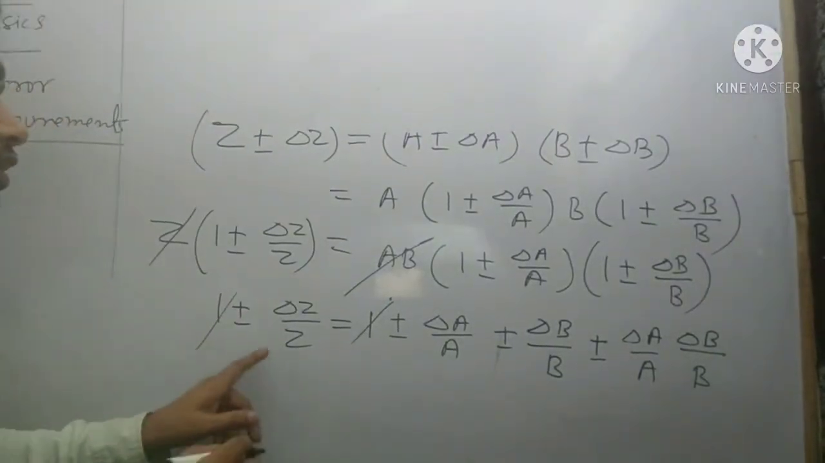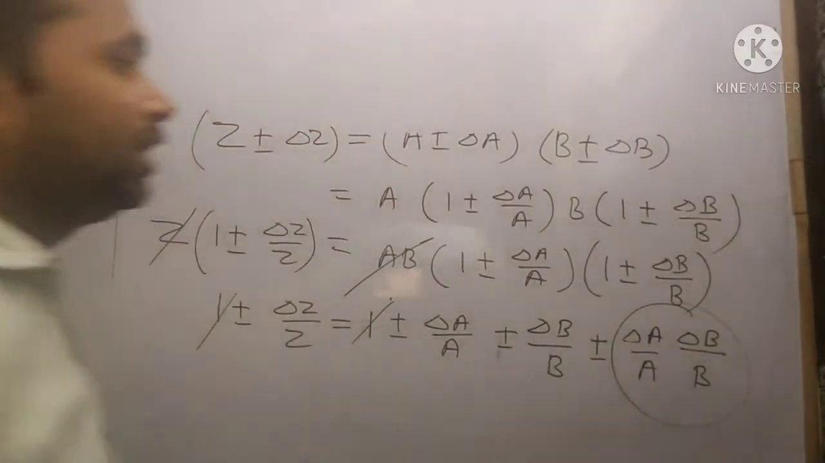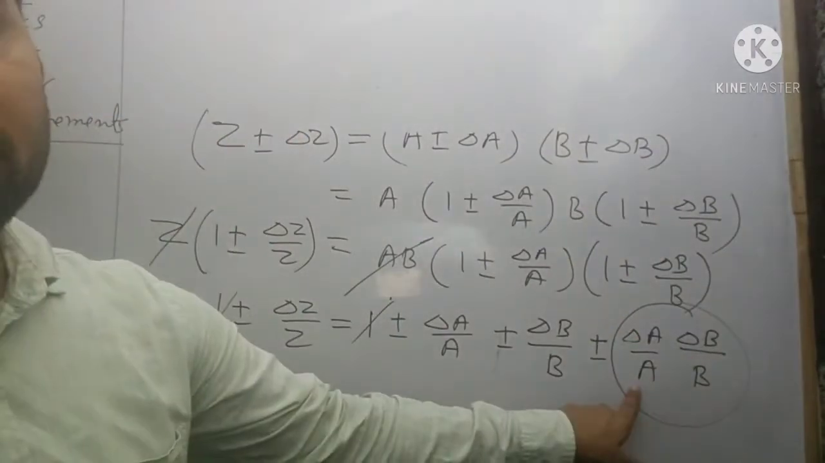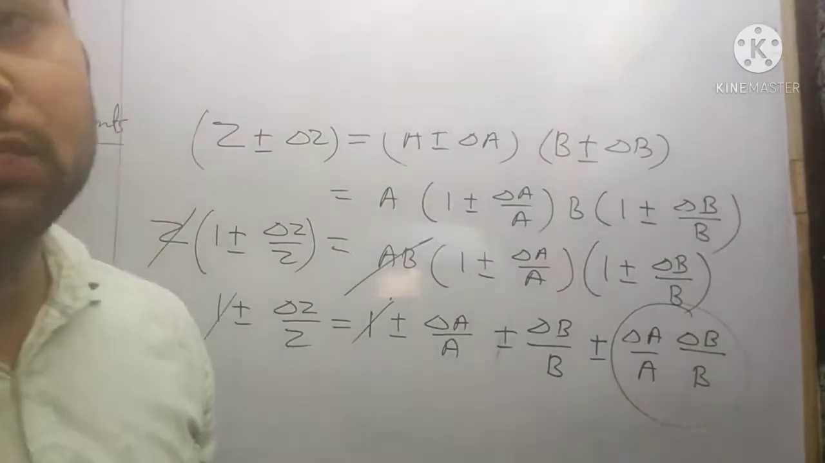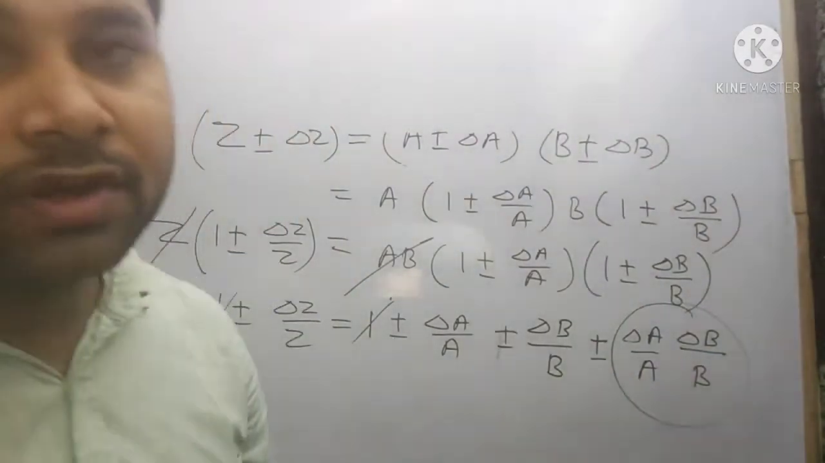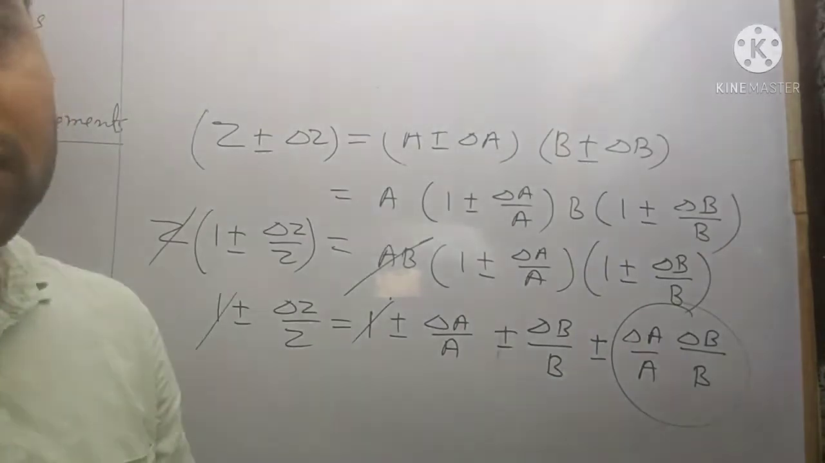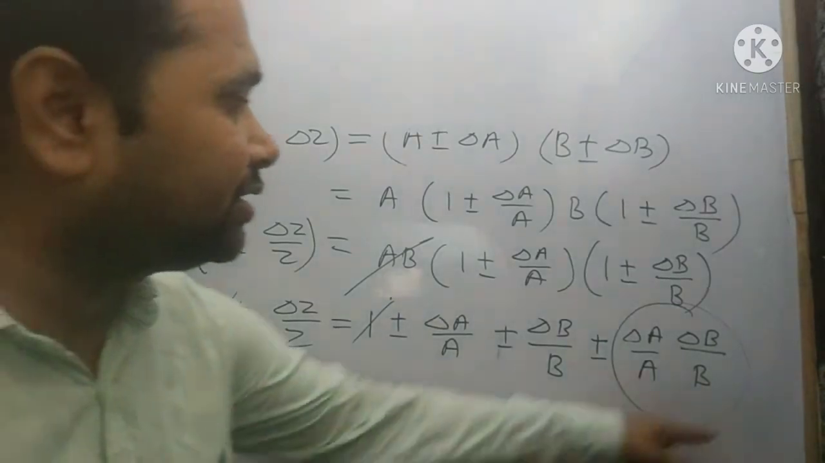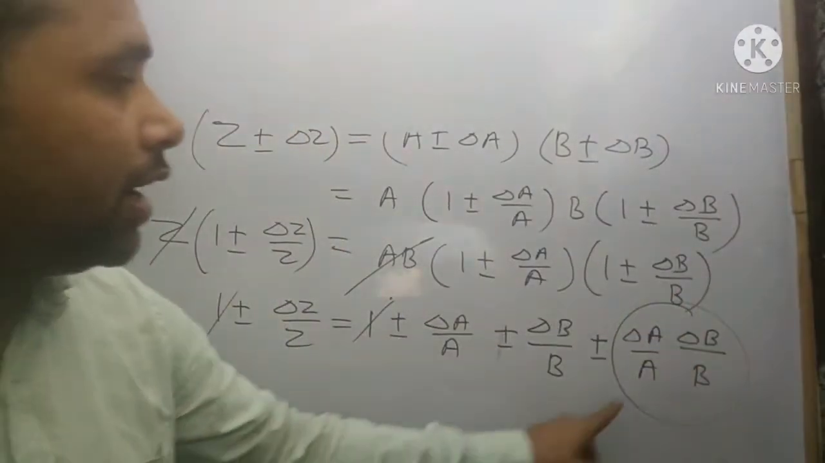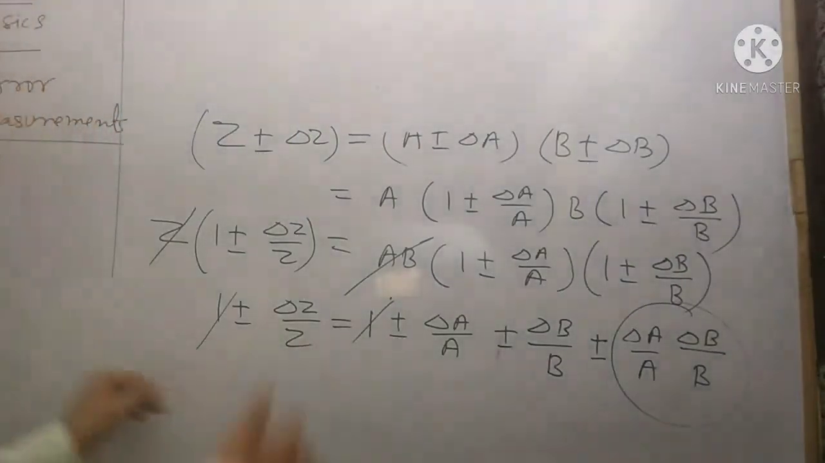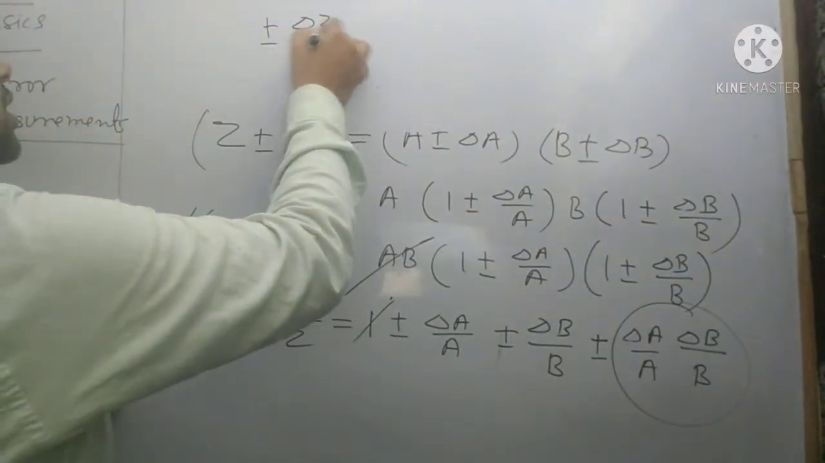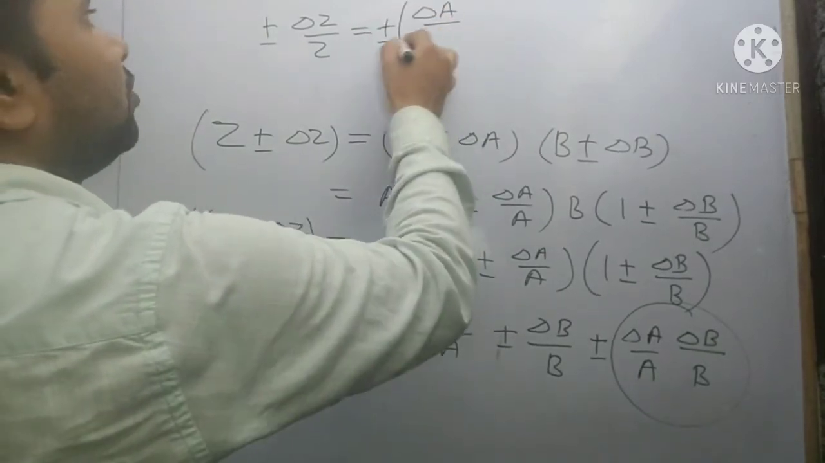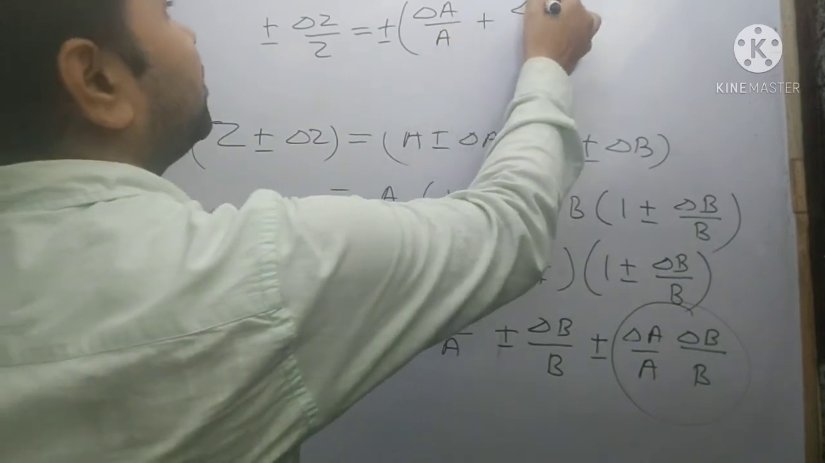Next step क्या कर सकते हैं? Now see this quantity about this delta a by a into delta b by b. Delta a by a is a small quantity. Delta b by b is also a small quantity, and the product of two small quantities will give you a very small quantity. So a smaller quantity को we can neglect here. We are neglecting this smaller quantity. लिख देना यहाँ पे neglecting this smaller quantity. So finally we have plus minus delta z by z equals to plus minus delta a by a plus delta b by b.